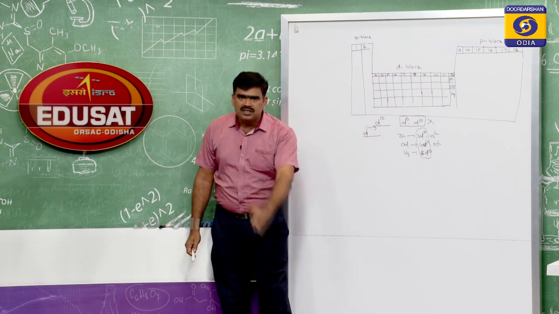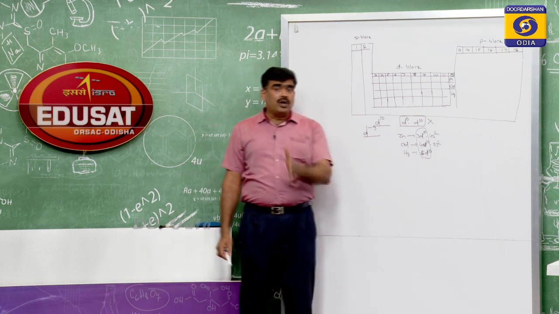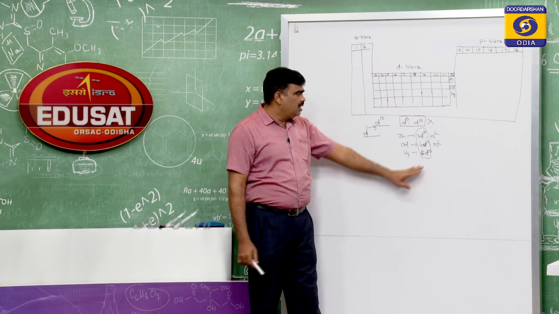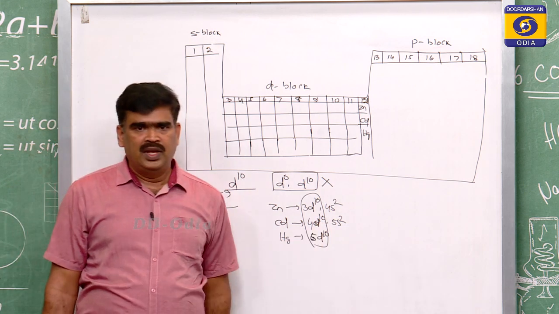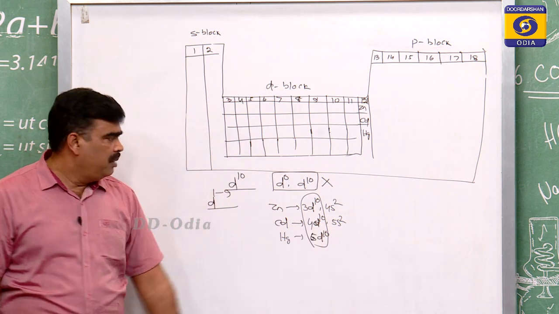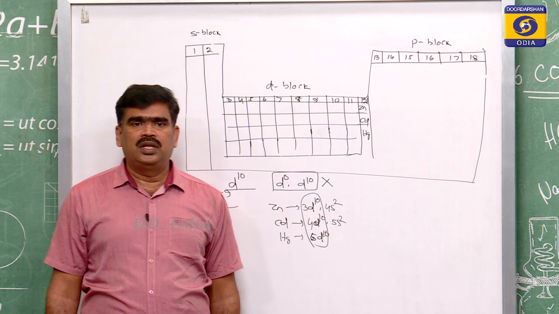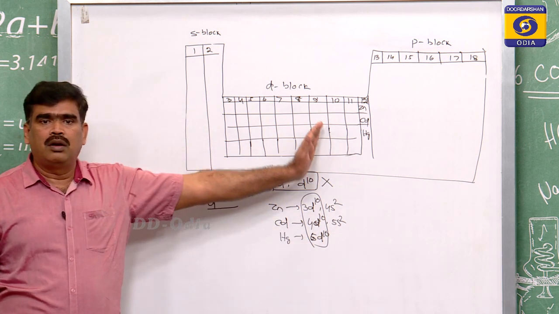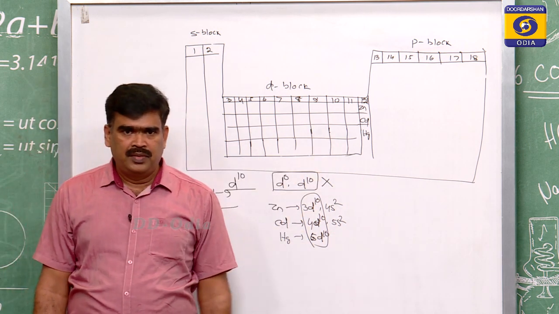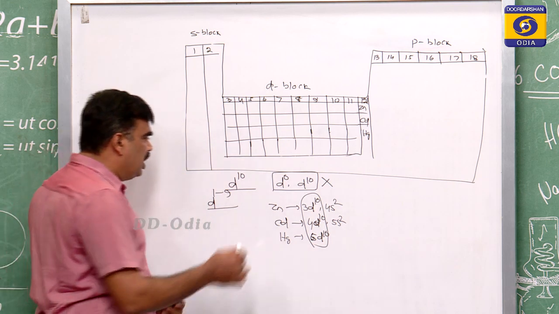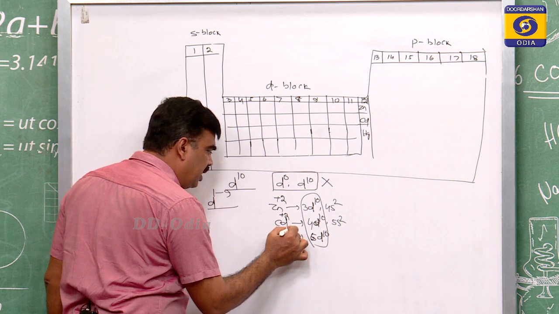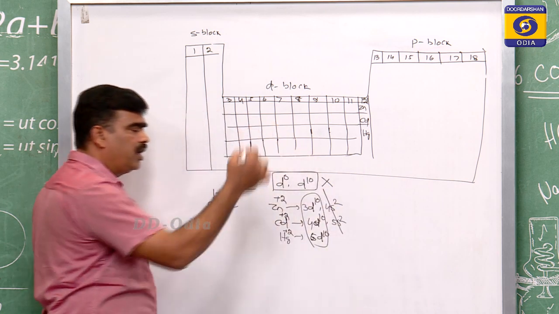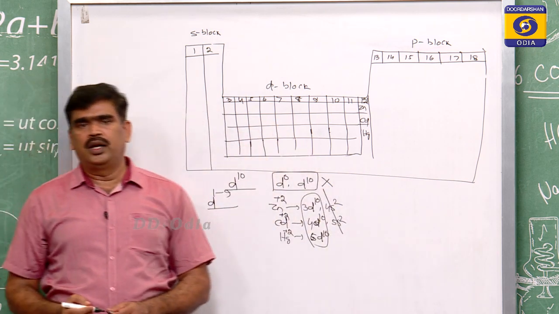Can we call them a transition metal? Can you call them a transition metal? What is your answer? No. They do not fulfill this criteria because they contain 10 electrons in their d subshell. So they are not called transition elements. Even in their stable oxidation state, they also contain d10 electrons.